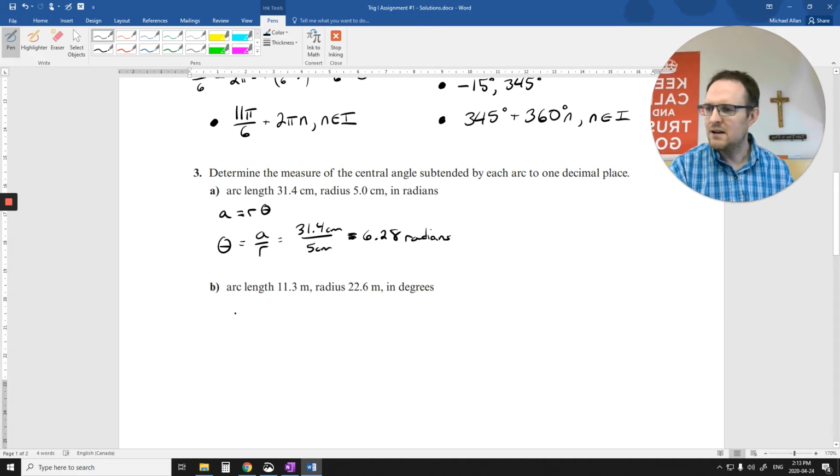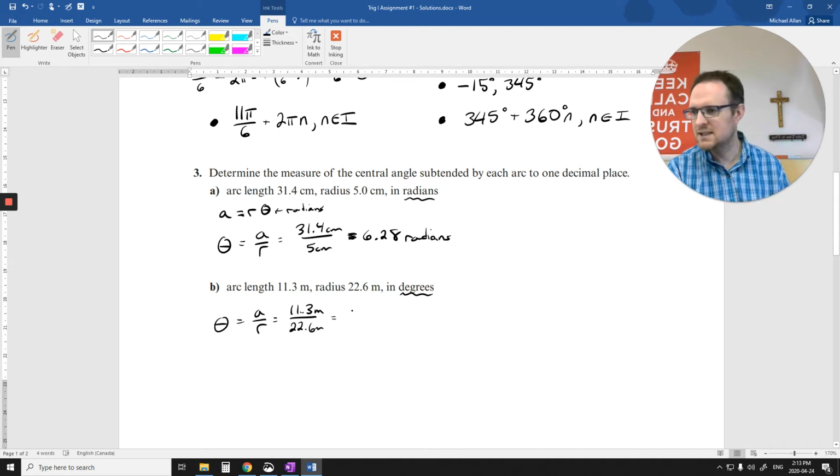Okay. This one here, they want it in degrees this time. Okay, how do I find these degrees? This formula is always going to give you radians. Well, it means it's going to be a two-step process. So it's going to be A over R, 11.3 divided by 22.6. And I'm going to get 0.5 radians. So not 0.5 degrees, but 0.5 radians.